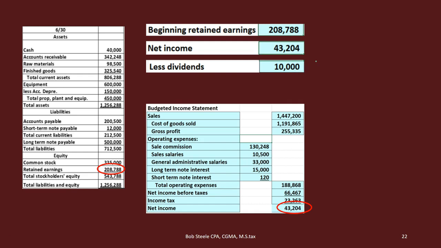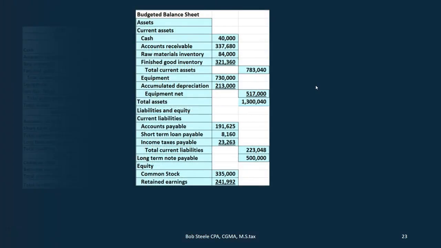Now, we recorded this in the cash budget, but I won't go back there, so that's where that $10,000 is coming from. We budgeted the amount that we're going to pay out, and that will give us the retained earnings. So we've got the $208,788 plus the income, $43,204, minus the $10,000 dividends, gives us the ending retained earnings of $241,992, and that's going to be this item here.